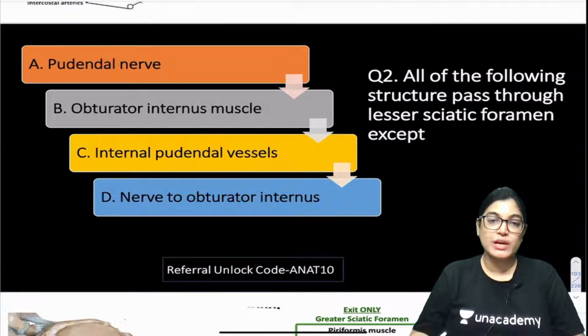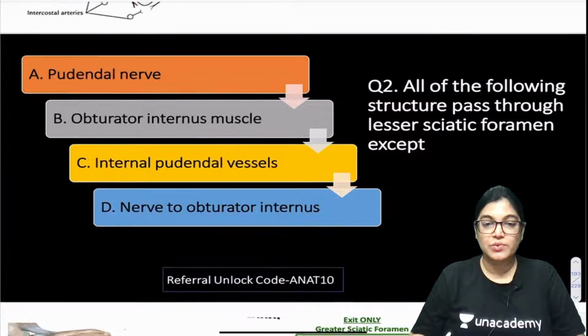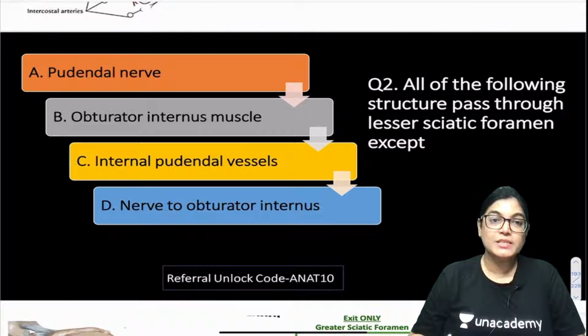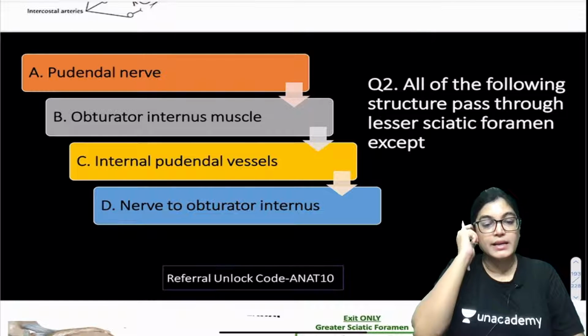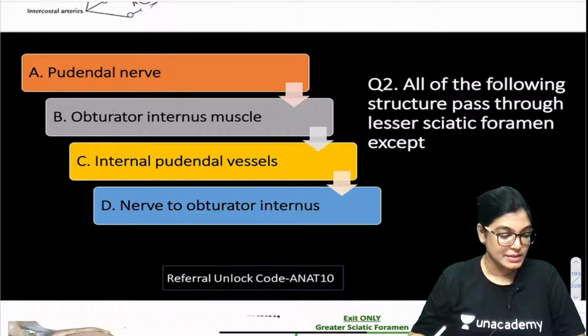All of the following structures pass through the lesser sciatic foramen except. Option A is pudendal nerve, B is obturator internus muscle, C is internal pudendal vessels, and D is nerve to obturator internus.